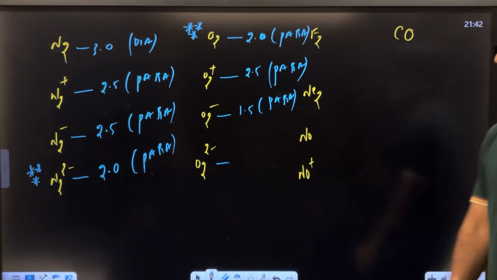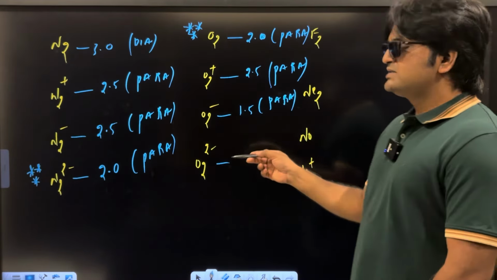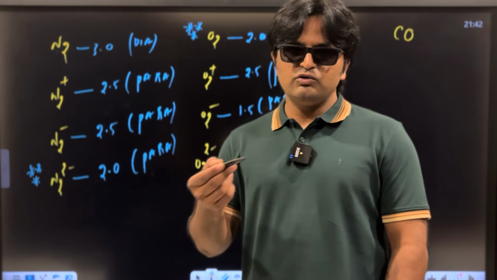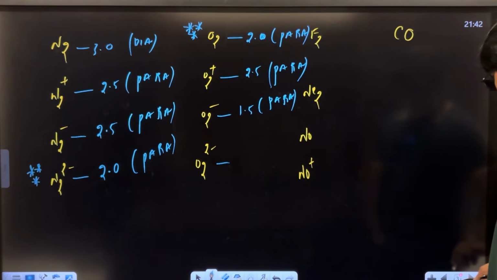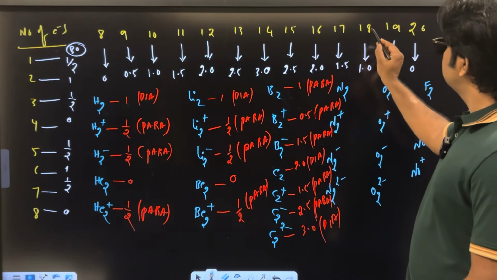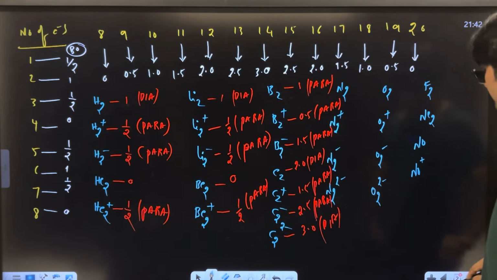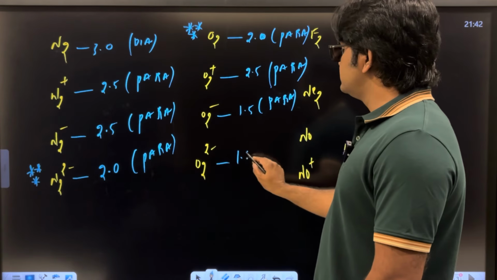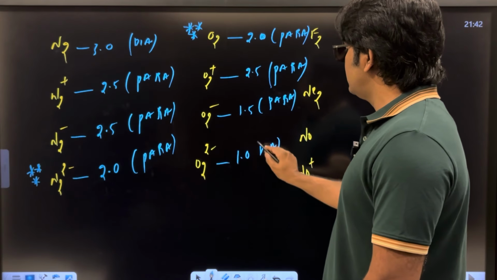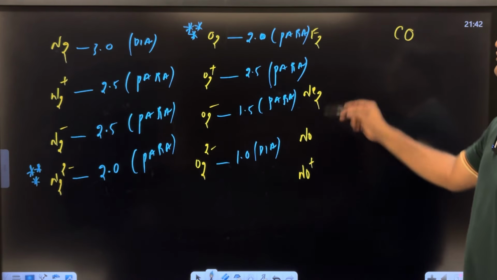O2 2 minus, how many electrons? Oxygen is atomic number 8, 8 twos are 16. 16 plus 2, 18 electrons. With 18 electrons, what is the bond order value? Here, 1.0 is the bond order. And what is the magnetic behavior? Diamagnetic.